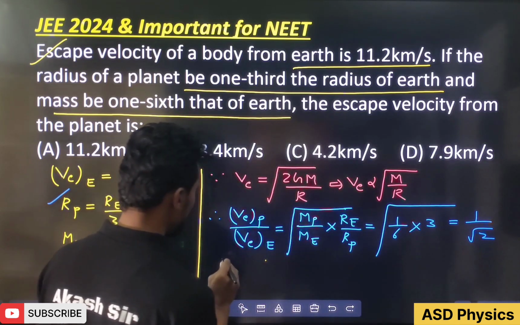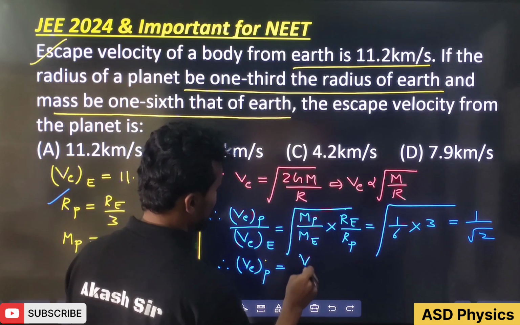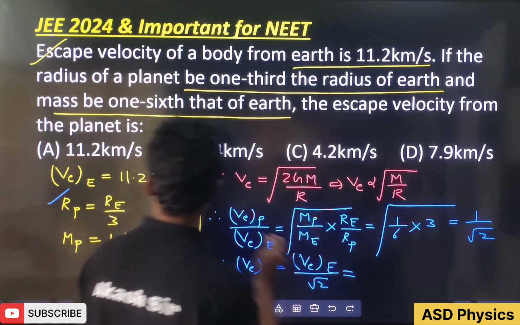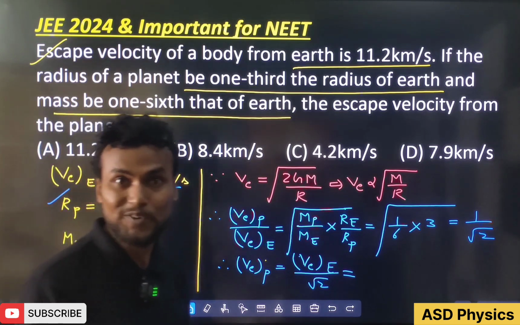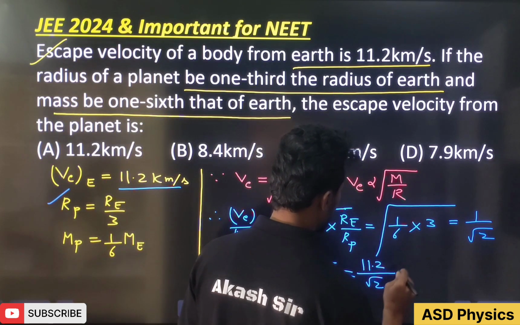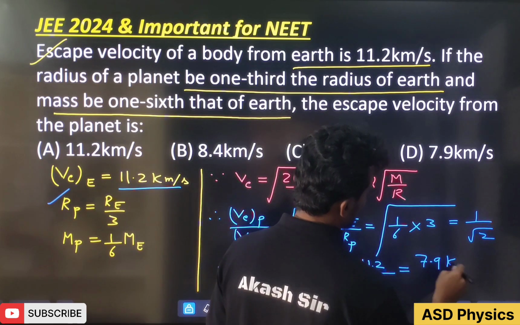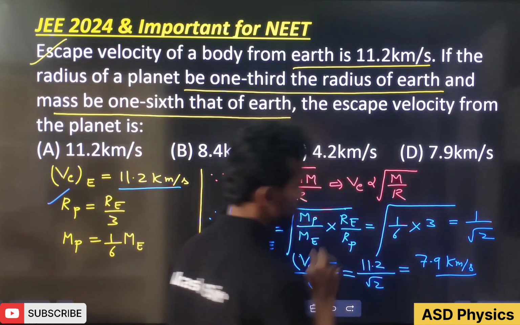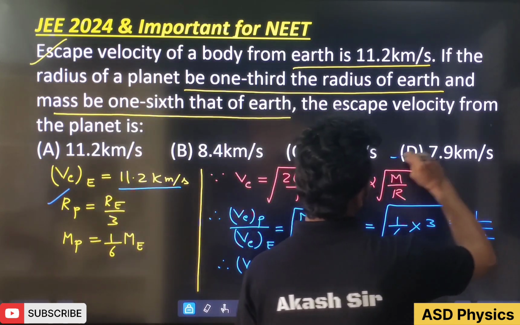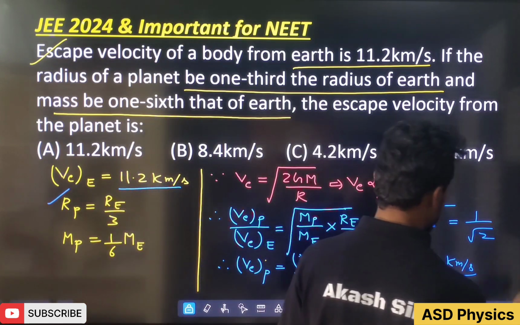Now after that, next one. So escape velocity from the planet is given by escape velocity from the earth by √2. This value is given as 11.2 km per second. So we'll write 11.2 by √2, and when you simplify this, it will come, students, 7.9 km per second, and √2 value you know very well, 1.414. Okay, so the correct answer is option D. See how easy a way we are going ahead.